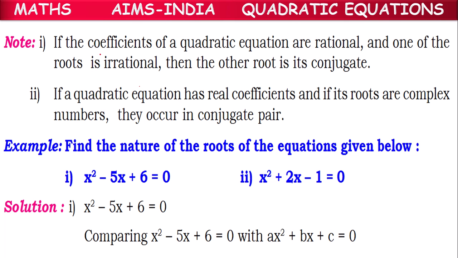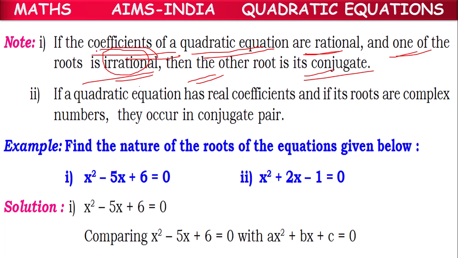Next one. If the coefficients of the quadratic equation are rational and one of the roots is irrational, then the other root is its conjugate. If one root is irrational, children, then the other root will be its conjugate. Means if one root is 4 plus root 3, another root will be 4 minus root 3, so that if you multiply them, the root gets cancelled.